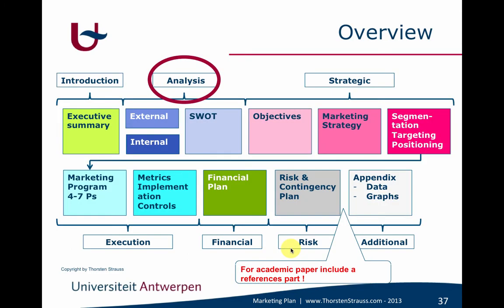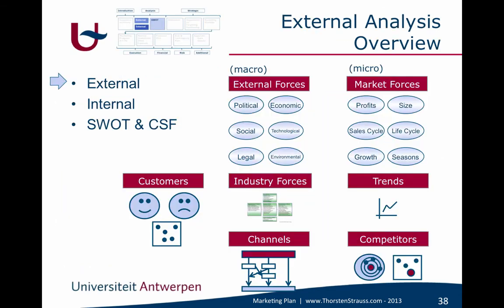So we are now at part 2 of 7, that is the analysis part. For those who have not watched the beginning, please review that. That means we're talking about the external analysis and the internal analysis and the SWOT, followed then by the strategic part, and we're getting right into it. I actually have here 3 parts, that is the external part, the internal part, SWOT and critical success factors, and what those are we get into in a bit.